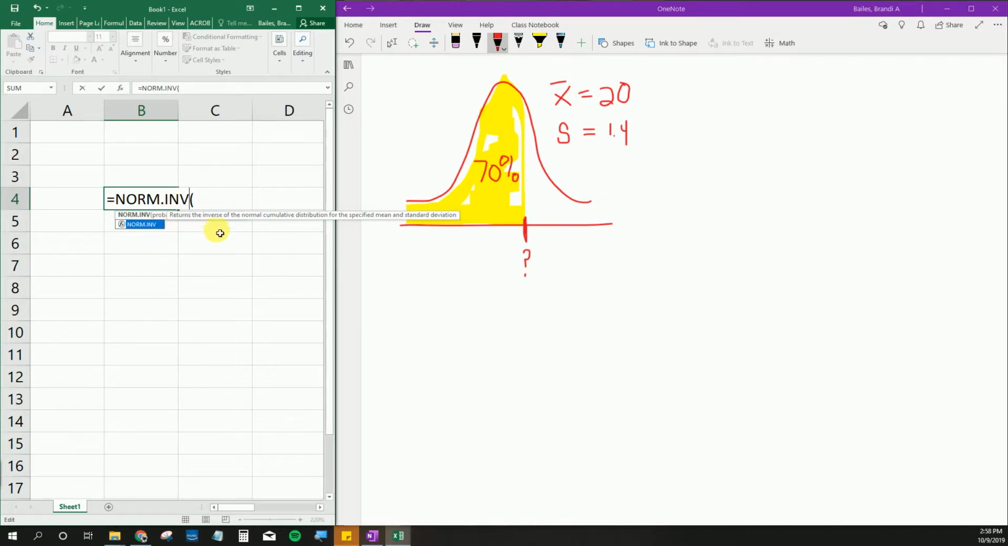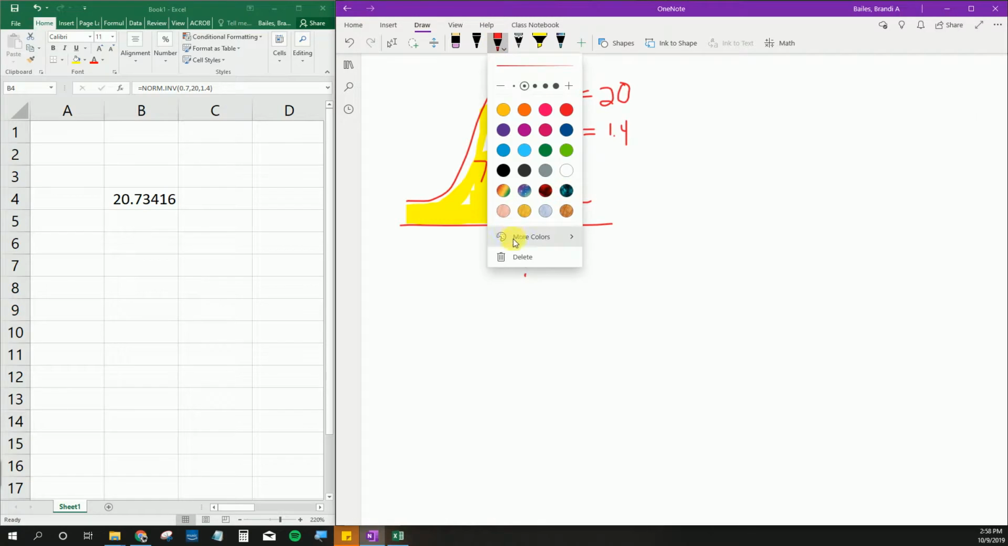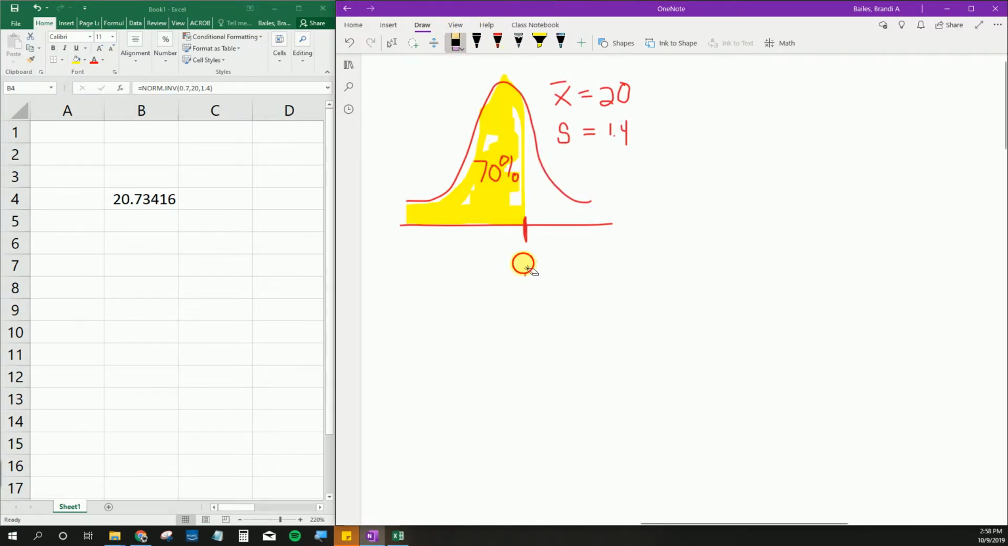Okay, so this one's asking for probability, which I'm going to put as 0.7, and the mean, which I'm going to put in as 20, and the standard deviation, which I'm going to put in as 1.4. And it's giving me back this value of 20.73.